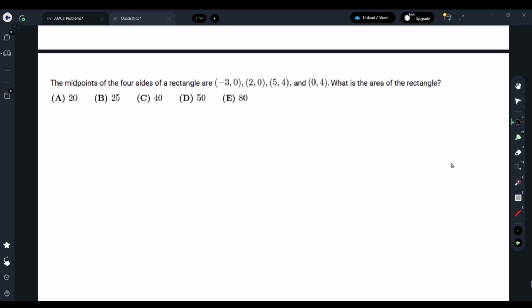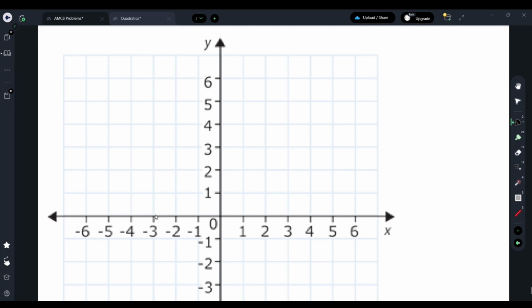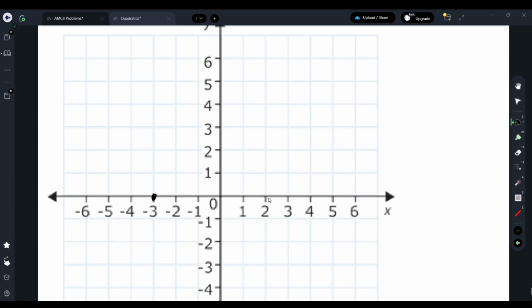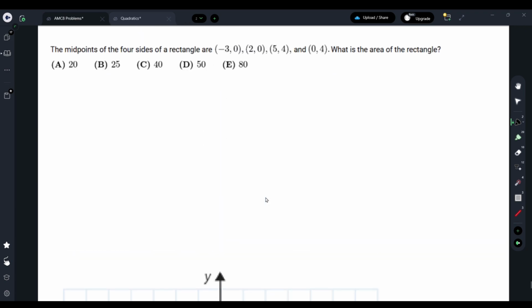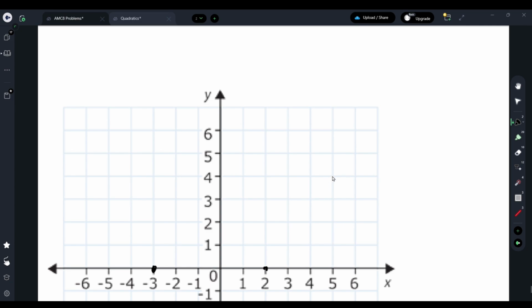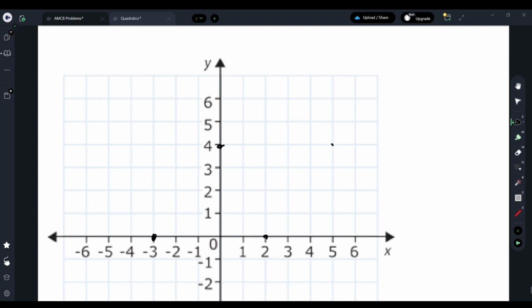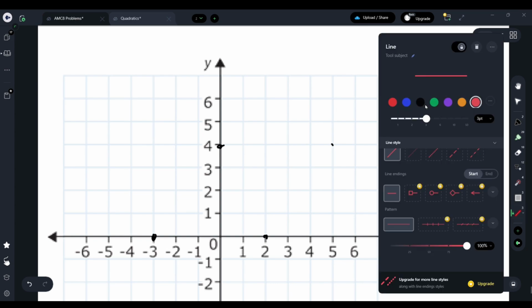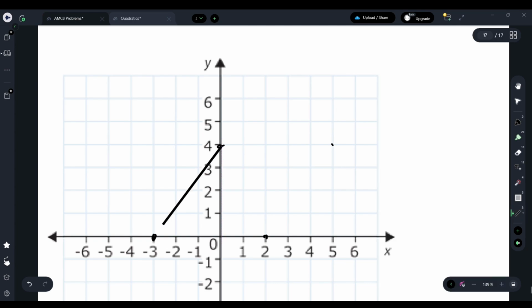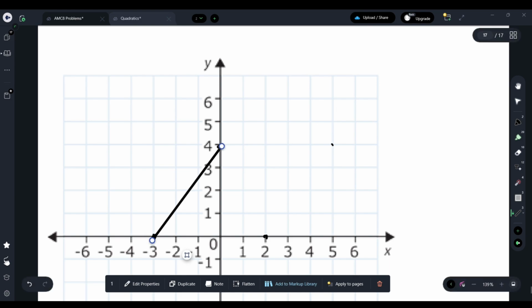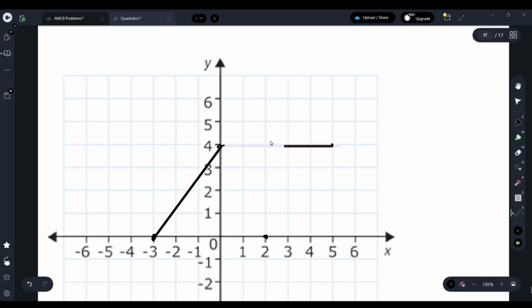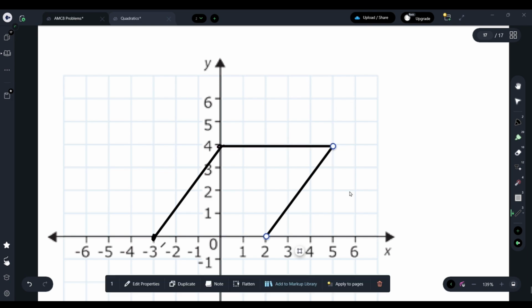Let's plot the points that are given to us. (-3, 0) should be right here, and (2, 0) is right here, and (5, 4) is right here, and (0, 4) is right here. So let's draw the parallelogram made by the midpoints here. So we'll do right here, and this side, and this side, and this side.